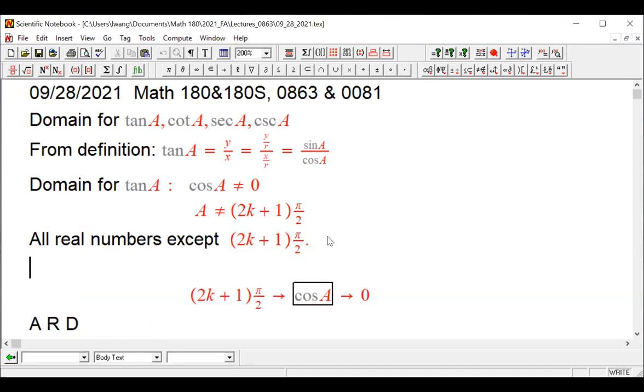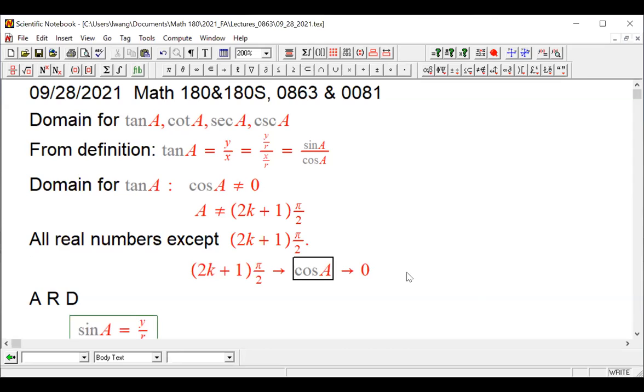Do you guys follow me? That's the domain for tangent. That's pretty easy to identify, right? Because once you have identified the x-intercepts for sine and cosine, then you can identify the domain for tangent. So how about cotangent?